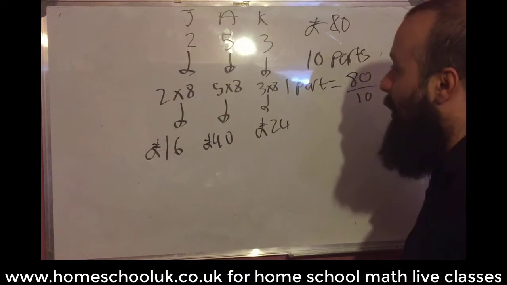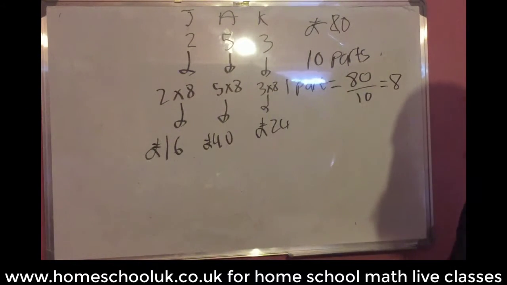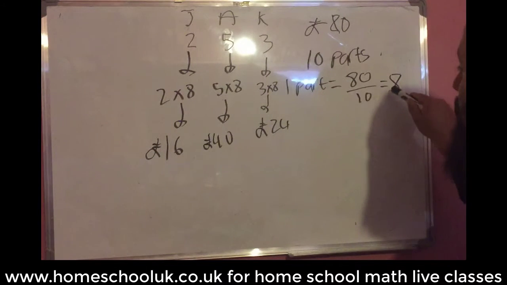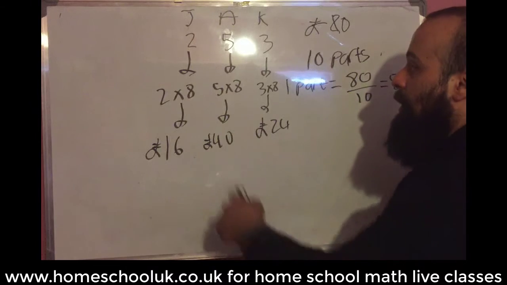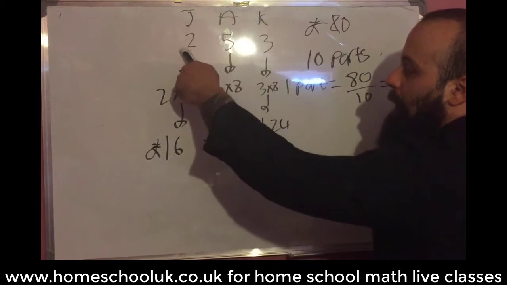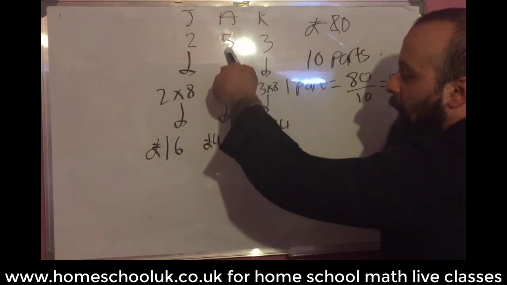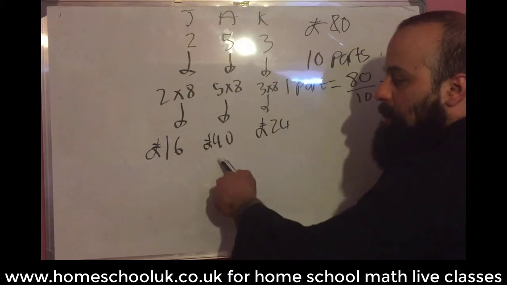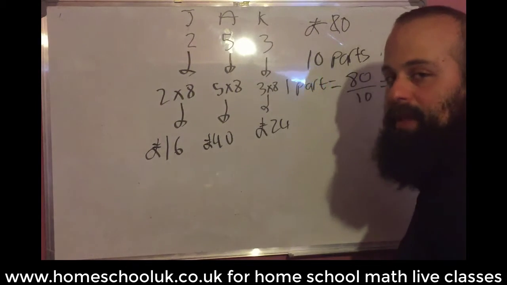So all you have to remember, add the ratios, gives you the number of parts, do the total value divided by the number of parts. It gives you how much each part is worth. Then you do each part times by the 2, gives you how much that person gets. 5 times by the 8 gives you how much that person gets. And the 3 times by the 8 gives you how much that person gets.